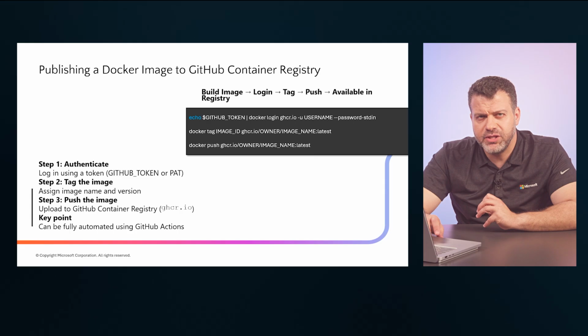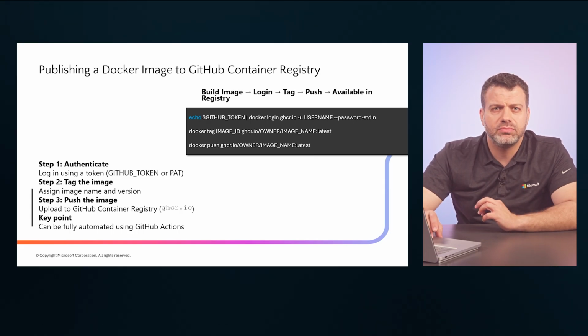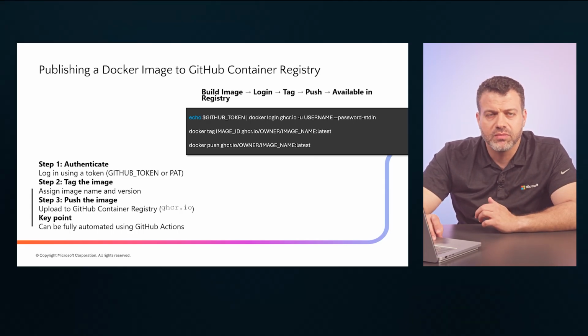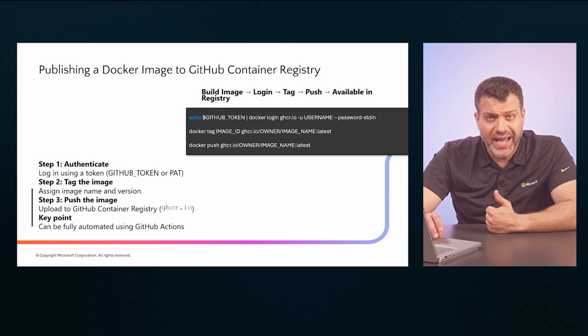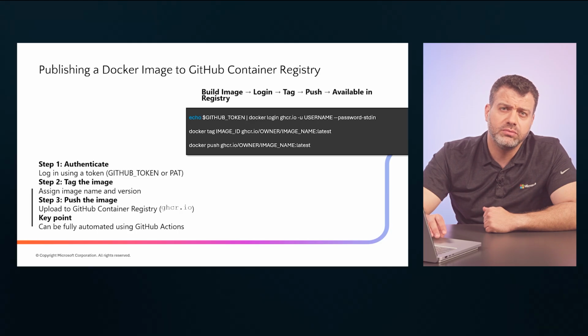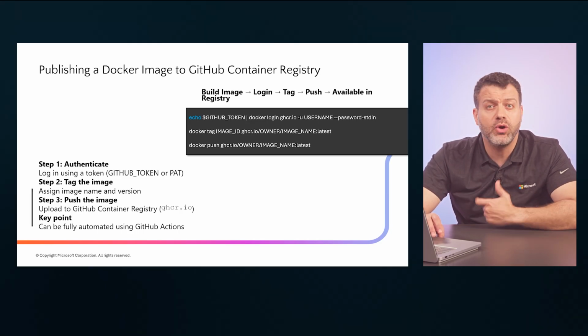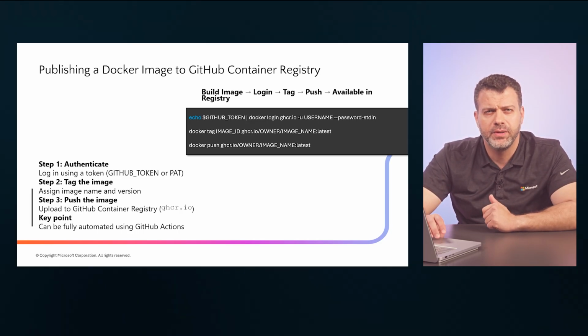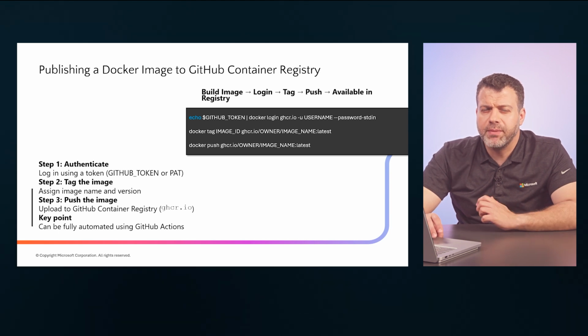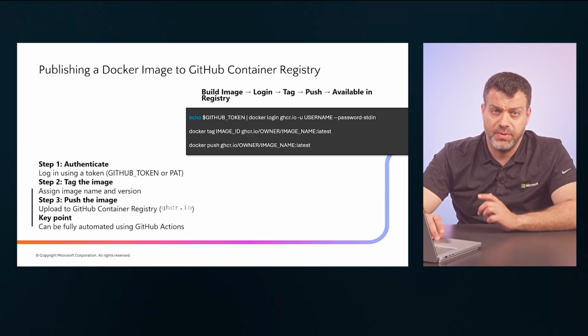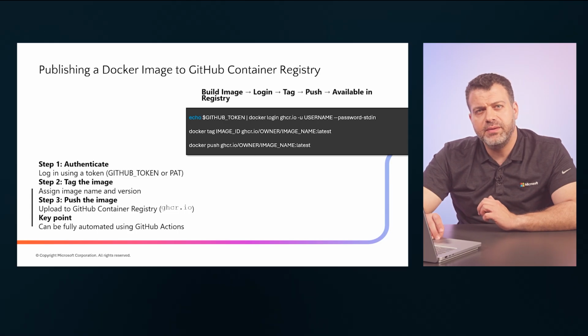Once you build the Docker image, the next step is to publish it to the GitHub registry. This process happens in 3 main steps. First of all, you log into the container registry using a token. Maybe you're going to use a personal access token, or you're going to use the GitHub token. We use the GitHub token mainly when working in GitHub Actions. Remember that.